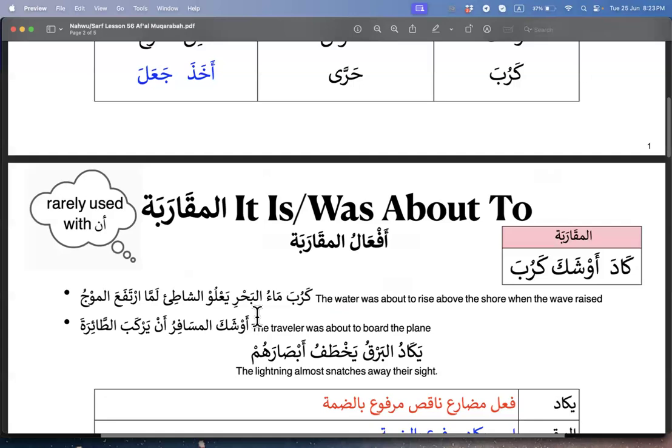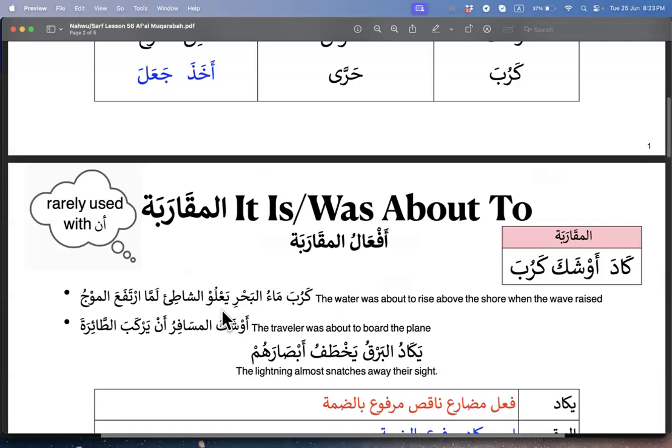Now we have to look for khabar. Al-Bahri will be what? It is connected to mudaf ilayh, ma'u, mudaf ilayh. Exactly. Then these both are ism together, the ism of karuba.